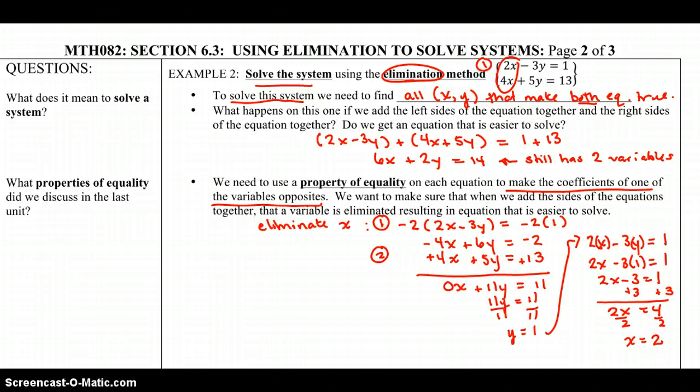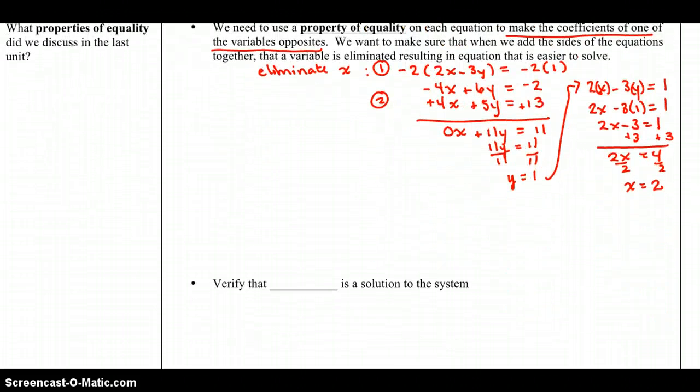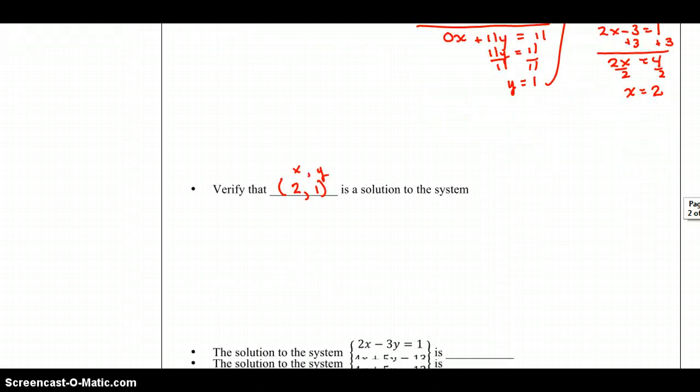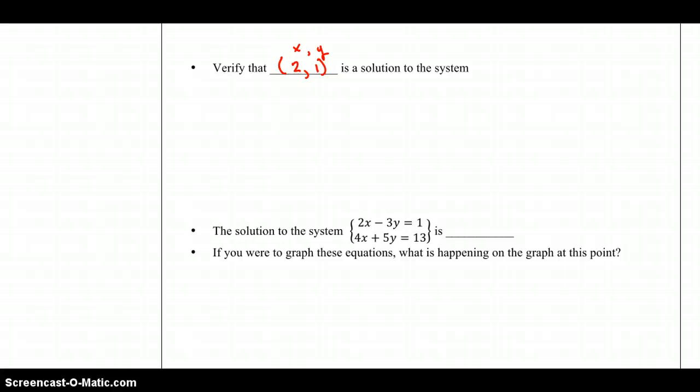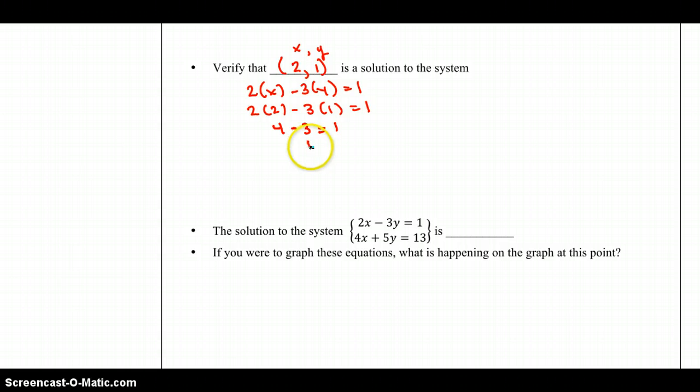Okay, so to solve the system, we were after an ordered pair. So we're going to see if this ordered pair we got, and again, ordered pair x comma y, so x was 2 and y was 1. So we're going to verify that this really is the solution to our system. So we're going to take our first equation, 2x minus 3y equals 1. Substitute 2 for x and 1 for y. We're going to get 4 minus 3 is 1. 1 equals 1 is true. Okay, so our point makes the first equation true.